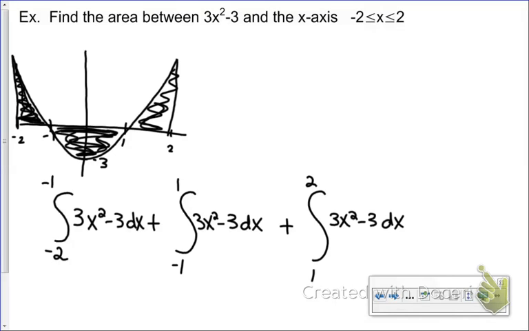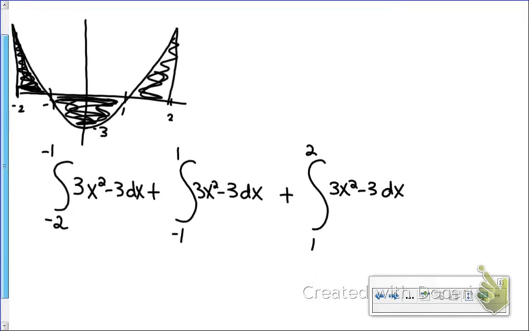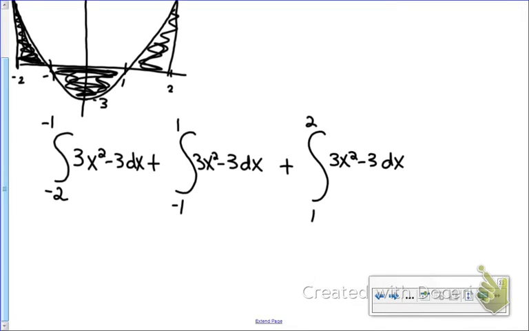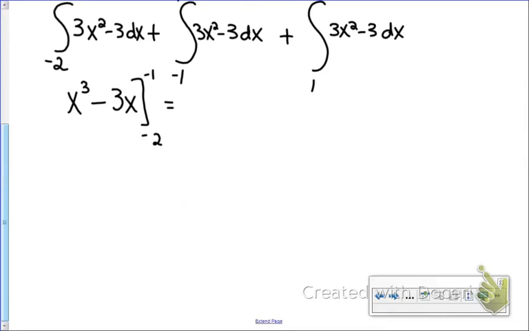We only need to find the antiderivative once. We're just going to have to do a lot of calculating in the calculator to get the final area. So let's write out an antiderivative once, and we can just copy it twice more. So what's my antiderivative of 3x squared? X cubed minus 3x. All right, so there's our antiderivative. Now we have to just evaluate it. I'm going to write it 3 times.